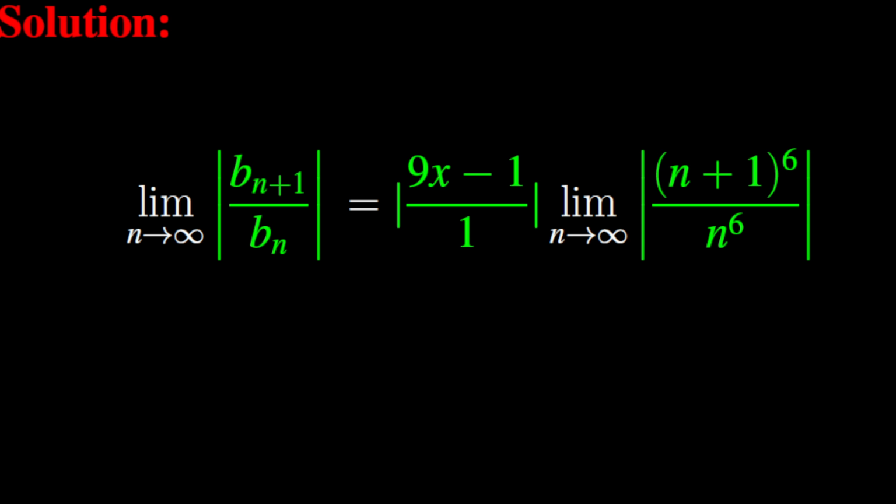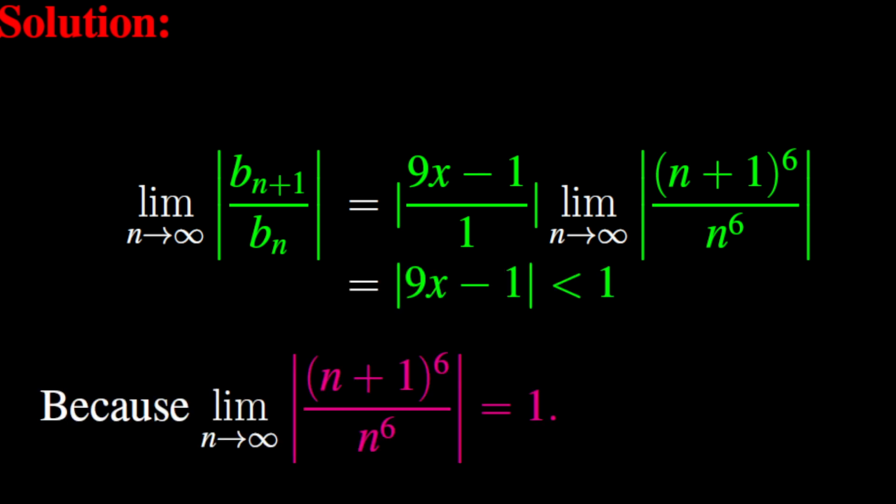We can pull the quantity, the fraction (9x minus 1) over 1, out of the limit expression because it does not depend on n. Thus, we only need to compute the limit as n goes to infinity of the fraction (n plus 1) to the power 6, over n to the power 6. The limit of the ratio is equal to the absolute value of 9x minus 1, which must be less than 1 for the series to converge.